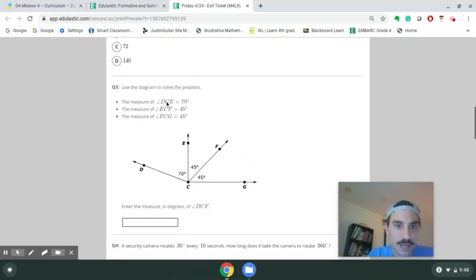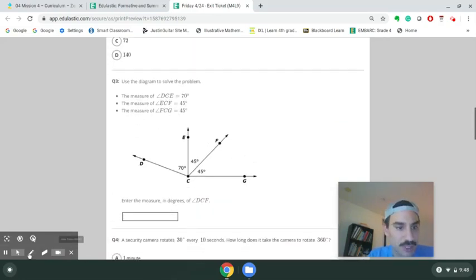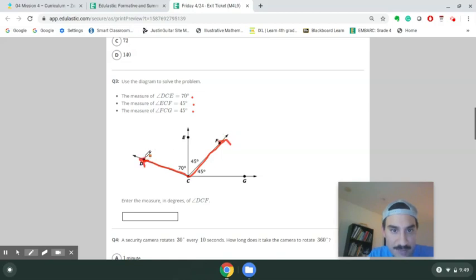All right, question 3. Similar to question 1. They give us 3 angle measurements, DCE, ECF, and FCG. Here are the measurements. They want us to find the degrees of angle DCF. So DCF. What must that measurement be?